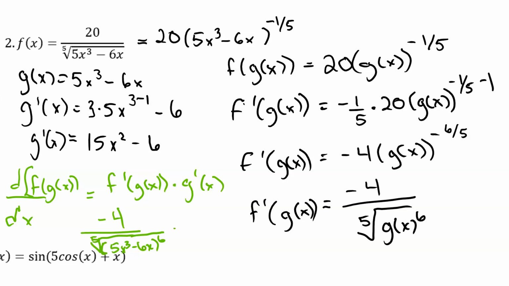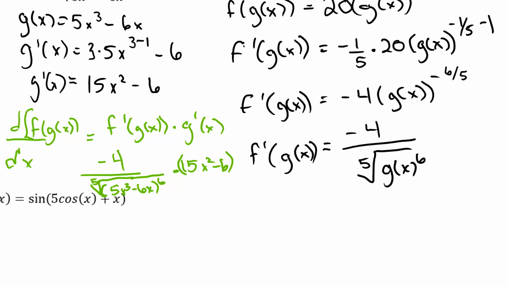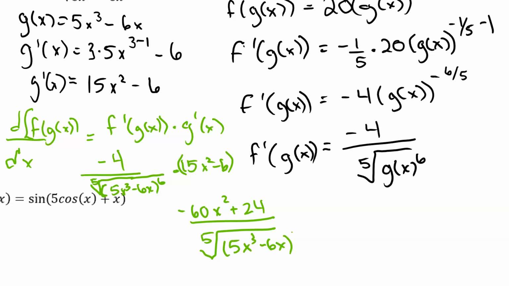And that's times 15x squared minus 6. So we distribute that negative 4, you're going to get negative 60x squared plus 24 divided by the 5th root of 5x cubed minus 6x to the 6th.